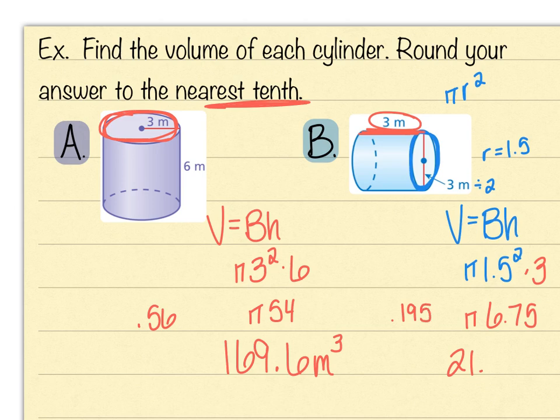But just like last time, I'm going to round to the nearest tenth. So that 9 is going to bump the 1 up to a 2. So we'll call this 21.2 meters cubed. So again, I'm just finding the area of my circle part, which is different on both these, and I'm timesing by the height of the cylinder.